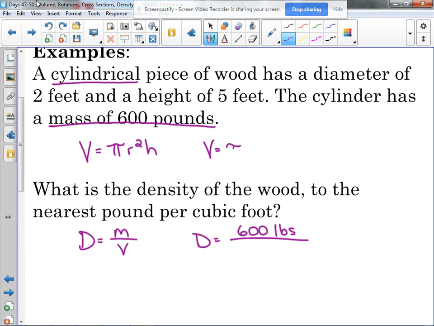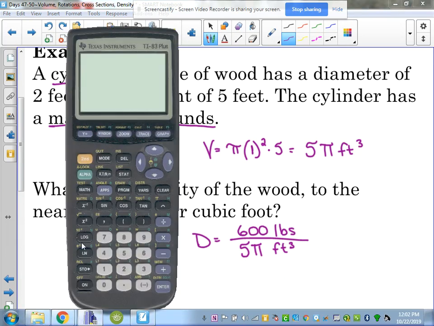So let's plug in the specifics. What is the radius? 1. The diameter was 2, so the radius is 1, and the height is 5. Let's leave this in terms of pi for the time being. So 1 squared is 1, 1 times 5 is 5, so our volume is 5 pi cubic feet. Okay, so now we have volume, so we divide mass by volume. Obviously, when you put this into your calculator, you don't divide the dimensions. We're just writing it there for later.